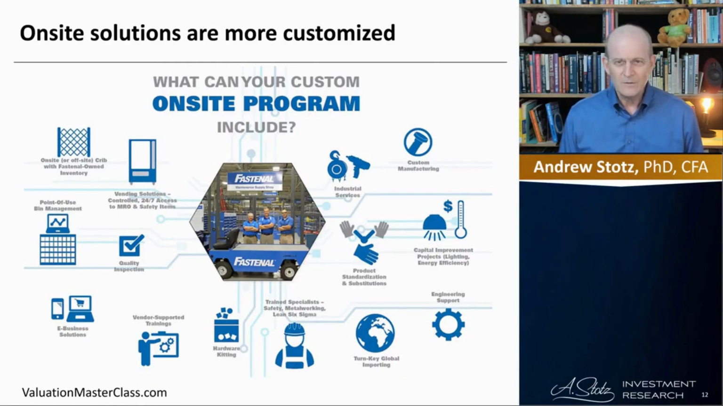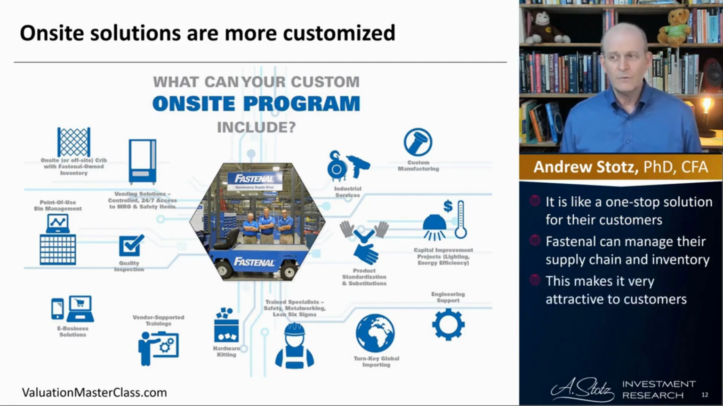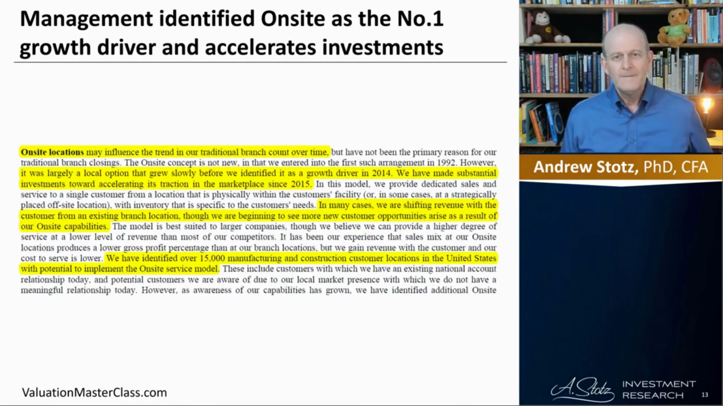Well, let's talk about the on-site location. They say what your custom on-site program will include. And they go through a bunch of elements. So on-site solutions is like a one-stop solution for their customers. Fastenal can manage their supply chain and inventory, and this makes it very attractive for customers. I can tell you from my own experience with CoffeeWorks, it's a nightmare taking care of all these little inventory items that are not so easy to manage because you're ordering them from many different places. So management identified on-site as the number 1 growth driver and accelerates the investment.